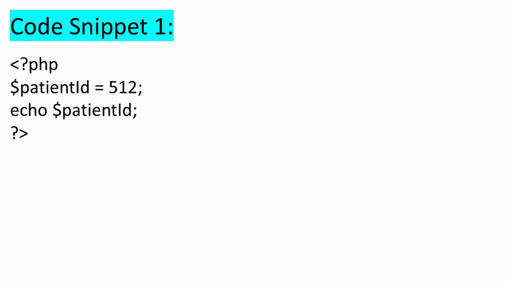Now, the next line says, echo $patientID; The word echo is a command that tells PHP to display something on the screen. So, when this code runs, it will print the number 512. There will be no extra space or line, just the number itself.